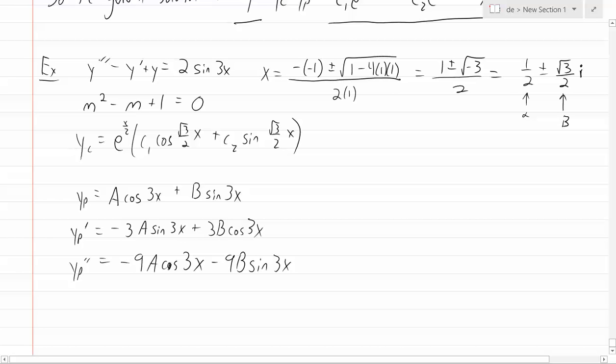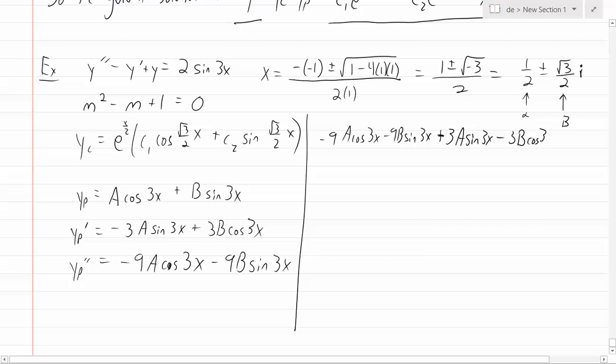So now I need to plug those into the left side of my differential equation for the different order of derivatives that I have. So that's going to be negative 9a cosine of 3x minus 9b sine of 3x. Then I have minus, so I'm going to have to subtract my entire y sub p prime. So if I subtract both of those terms, that's going to be plus 3a sine 3x minus 3b cosine 3x.